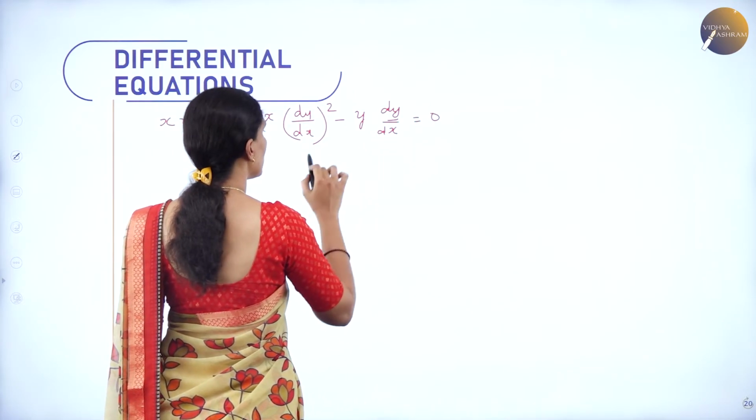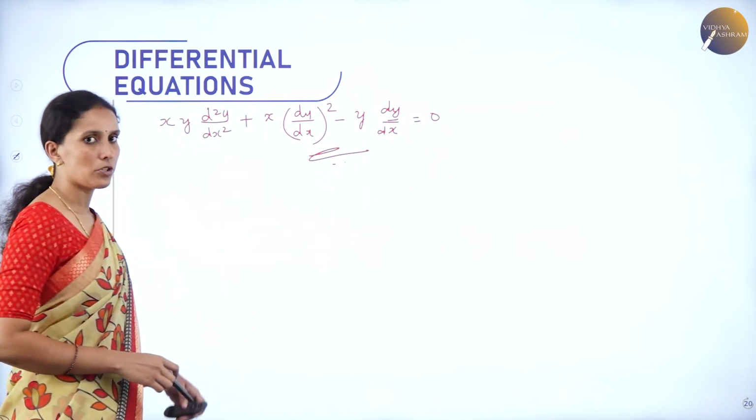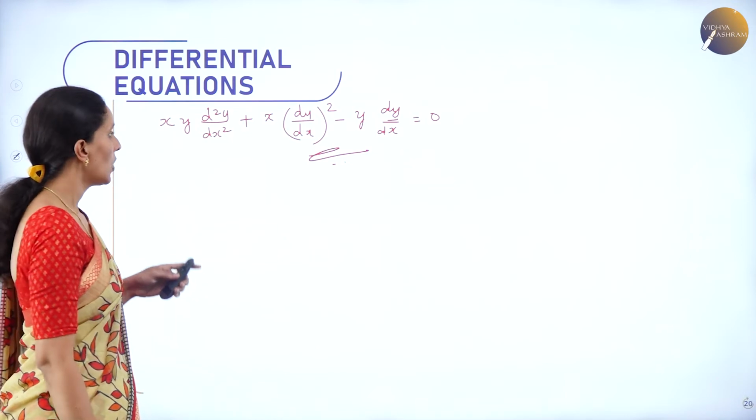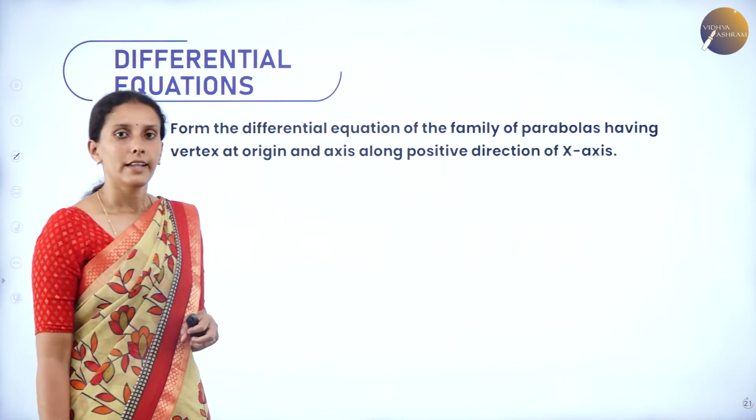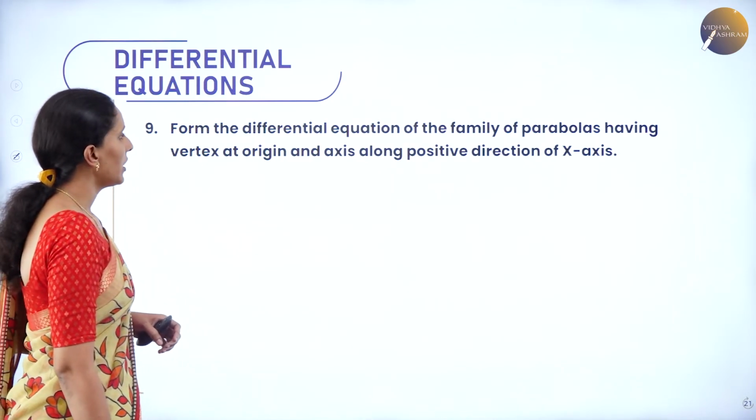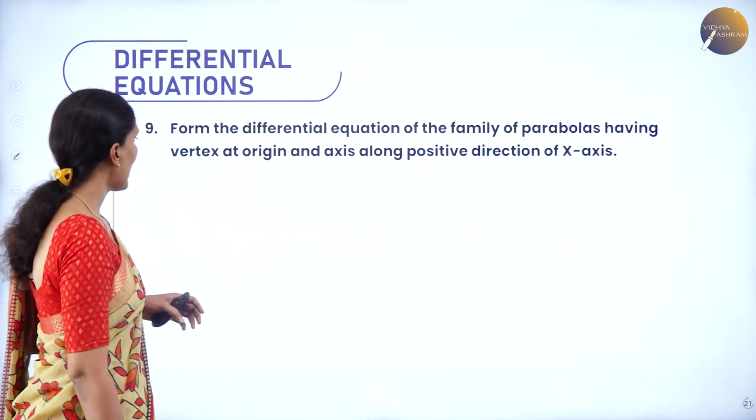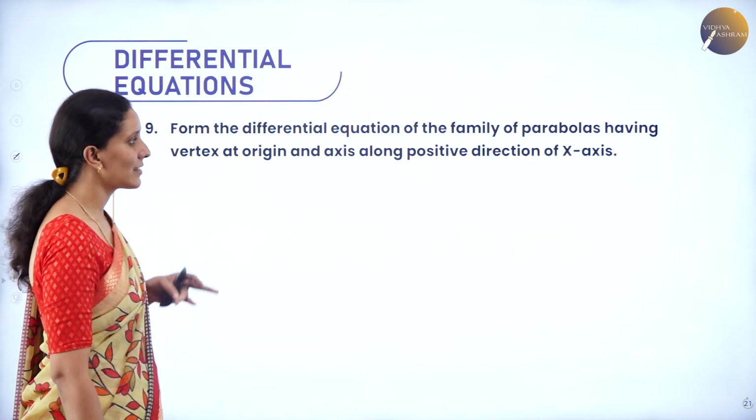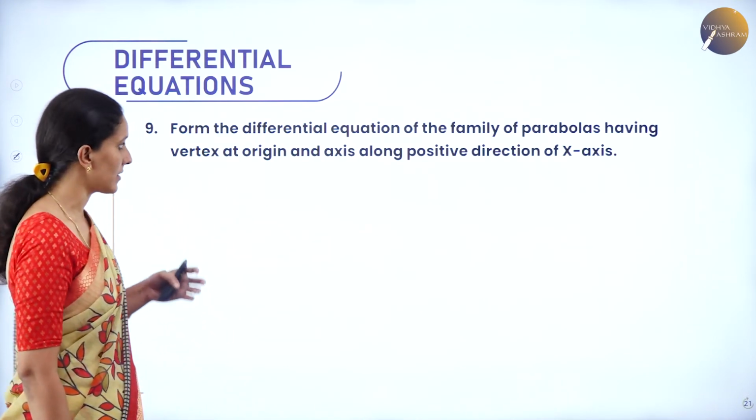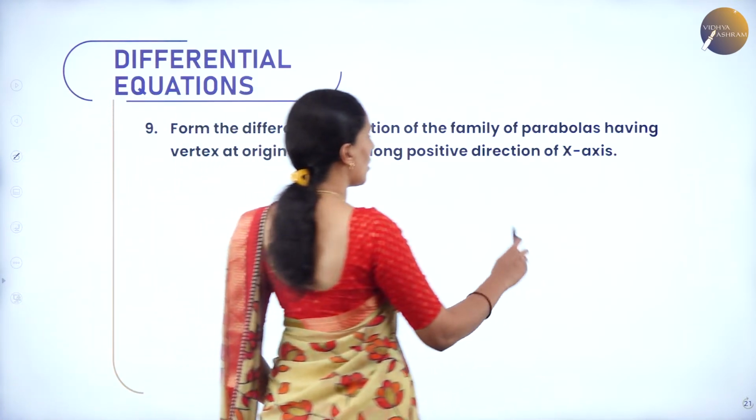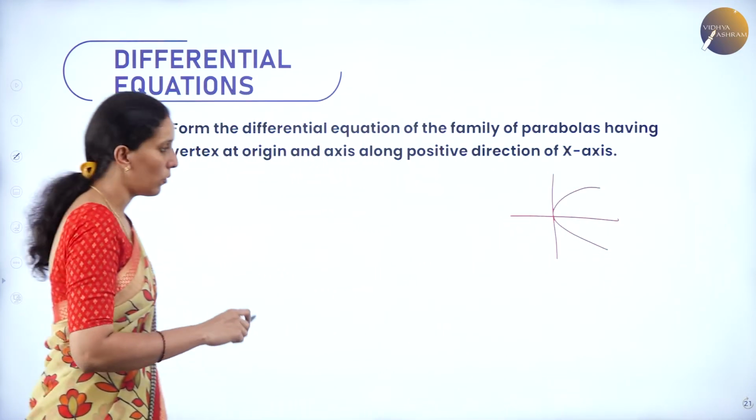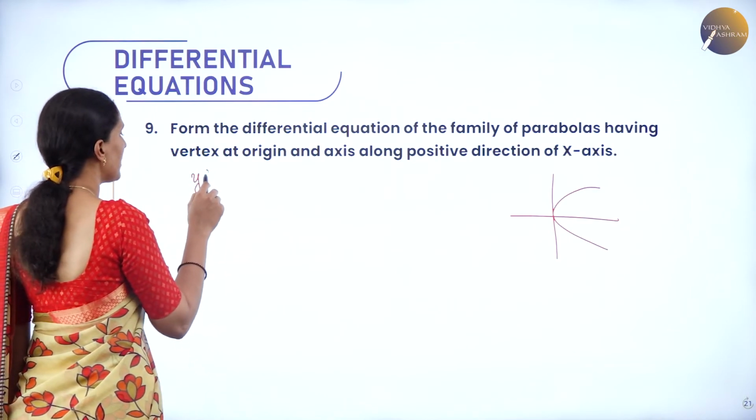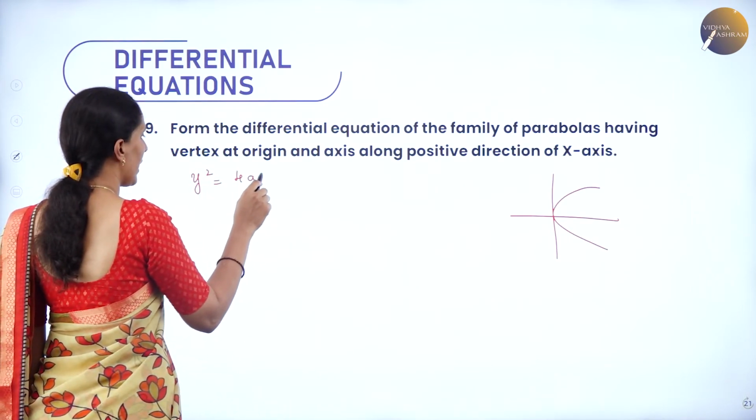So this is the required differential equation for the family of hyperbolas whose foci lie on x-axis and center at the origin. Next question. Form the differential equation of the family of parabolas having vertex at origin and axis along positive direction of x-axis. So, if the axis is along the positive direction of x-axis, then it is clearly a right-handed parabola whose equation is y square is equal to 4ax.